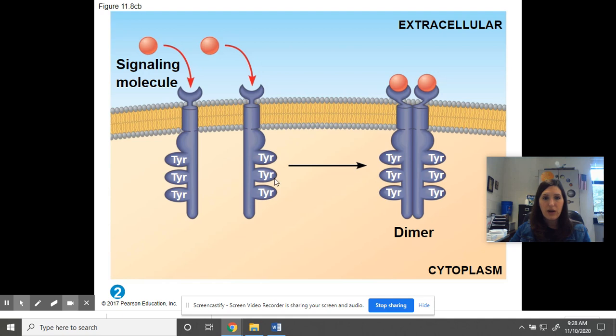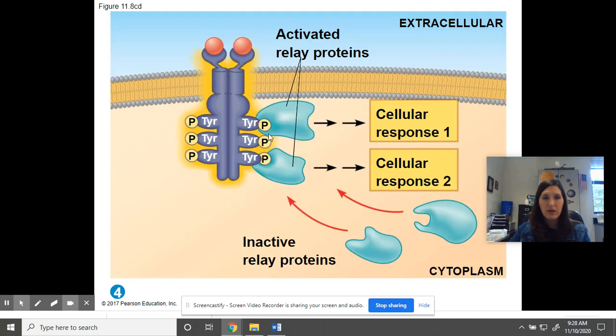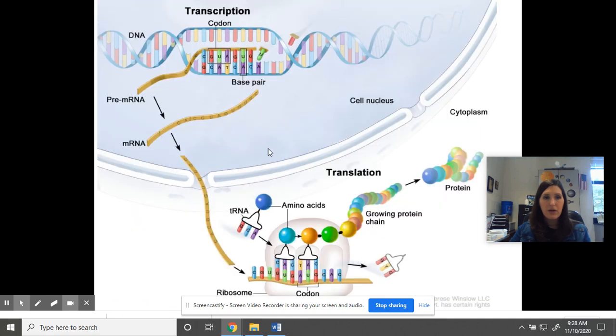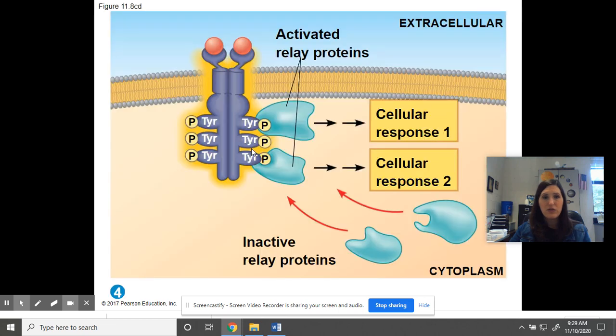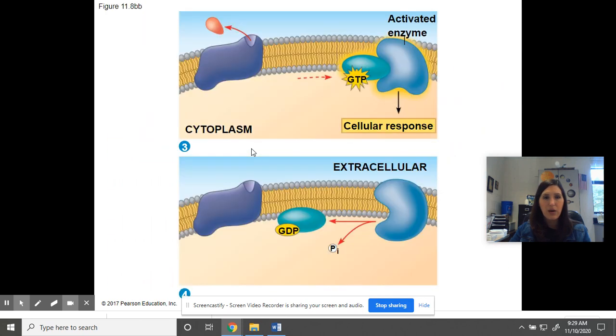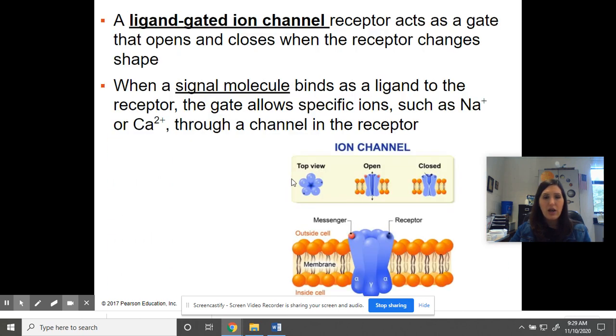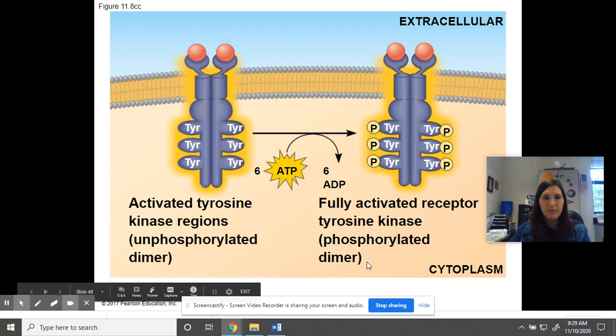Okay, there's our tyrosine kinase. The ATP and the phosphates are popped off. All right. And it looks like we don't have a picture for the ion, but it's very similar. You know, the sodium and the chlorine or calcium are going to be popping through. They have a charge. It's going to bind to the receptor molecule and move through. Okay.